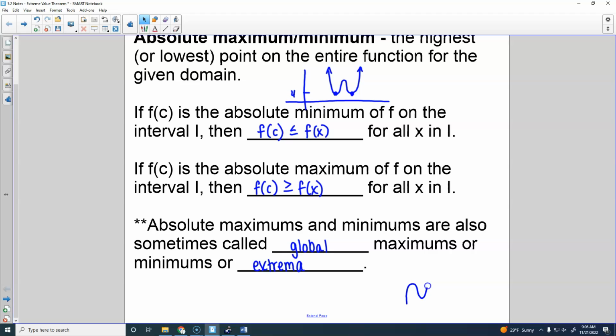Relative would be like if you have something like this. This point right here is not the lowest point on the graph, but it is lower than the other points around it. That's what we would call a relative or a local minimum versus having something like this where you have the very lowest point on the graph. So that's sort of where we're going with that.